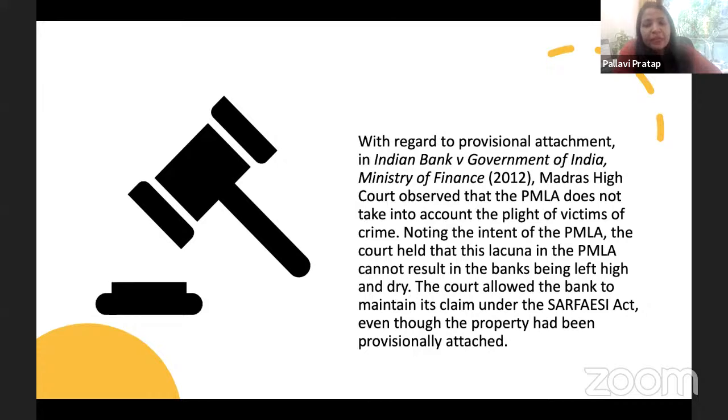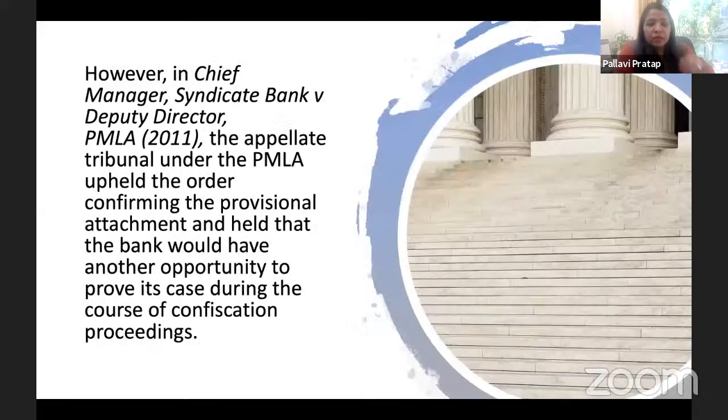So noting the intent of the PMLA, the court held that this lacuna in the PMLA cannot result in the banks being left high and dry. And the court allowed the bank to maintain its claim under the SARFAESI Act, even though the property had been provisionally attached. So that claim does not really go away. It still is there, even though there is a provisional attachment order, because that attachment order will be adjudicated and a final understanding will come as to whether or not that particular attachment was as a result of proceeds of crime or not.